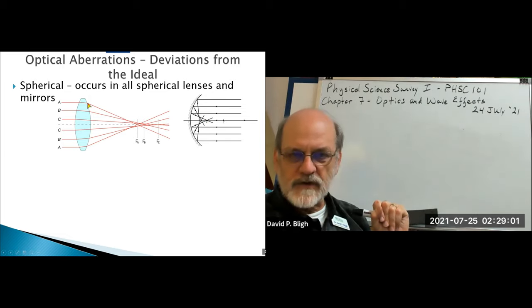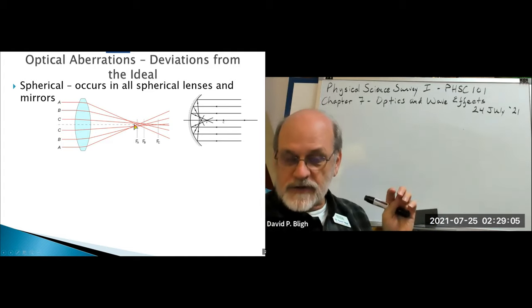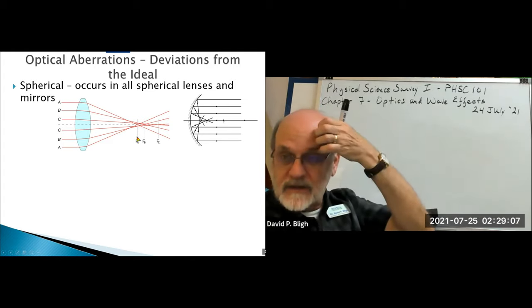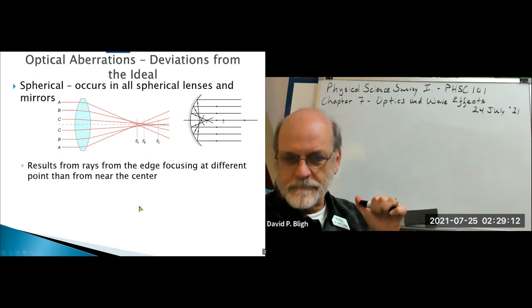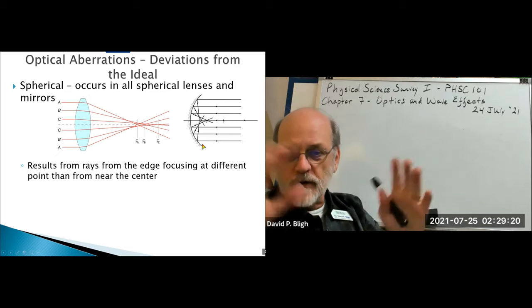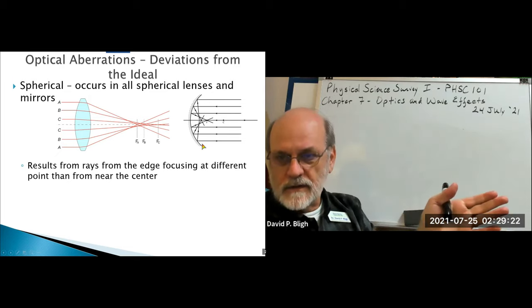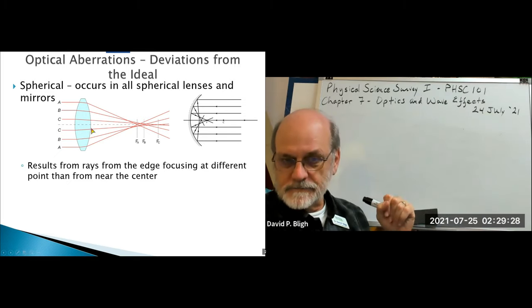The same thing happens for this biconvex lens. You get light focusing at more than one place, so you get a blurry image. The whole reason for this is that light focuses at a different point as we move further and further from the center, the vertex of the mirror or the lens.